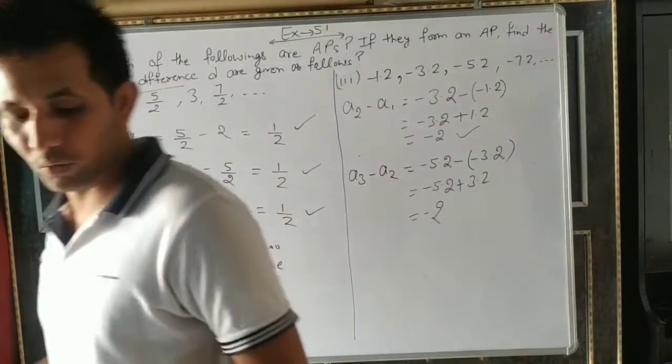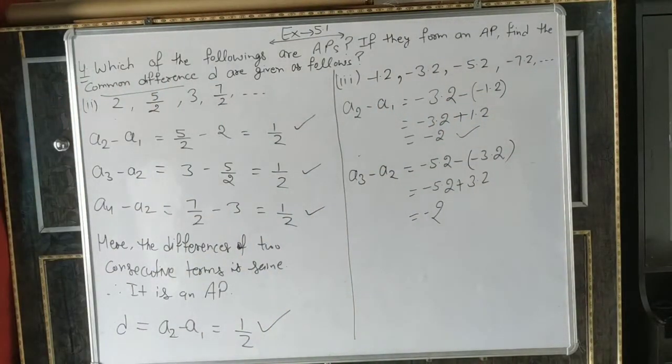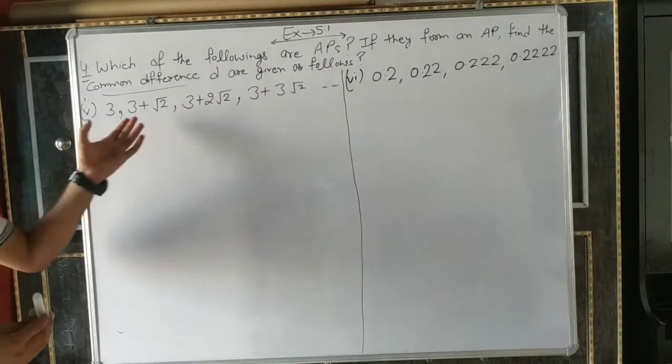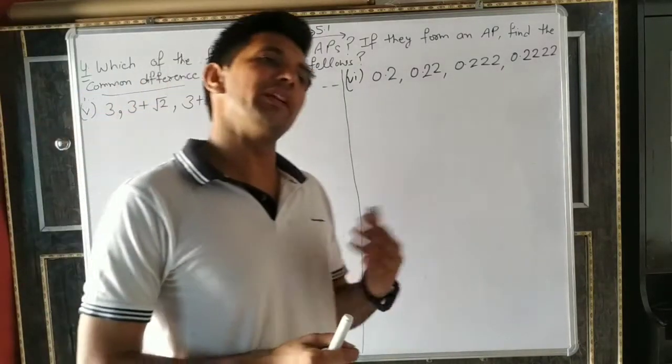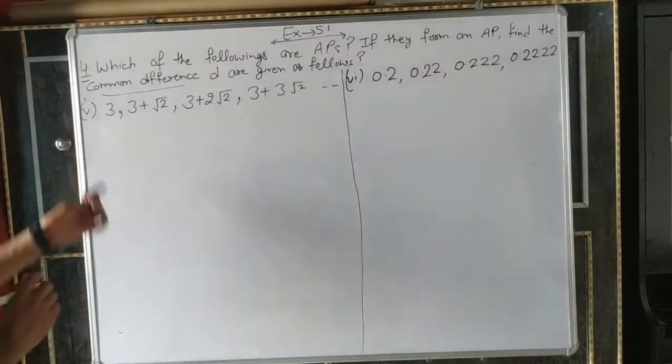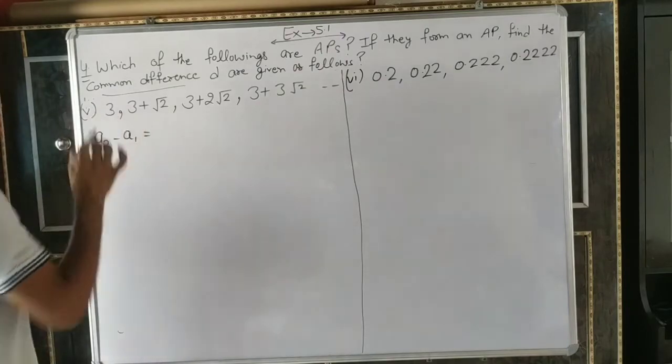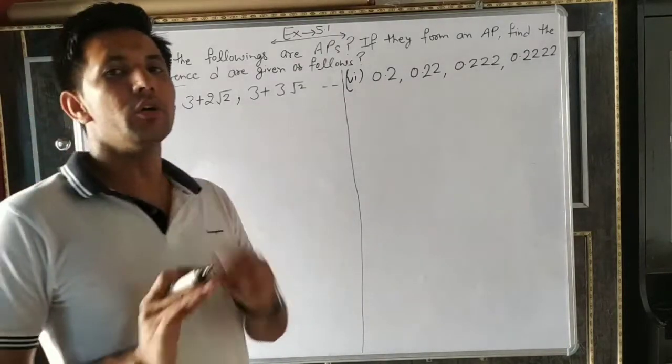Now, one more example we will check, so note it down please. Now, dear, the fifth part and sixth part. Again, check whether it is an AP or not. If it is an AP, then find the common difference. So first, how to check it? We will check the common difference of two consecutive terms.